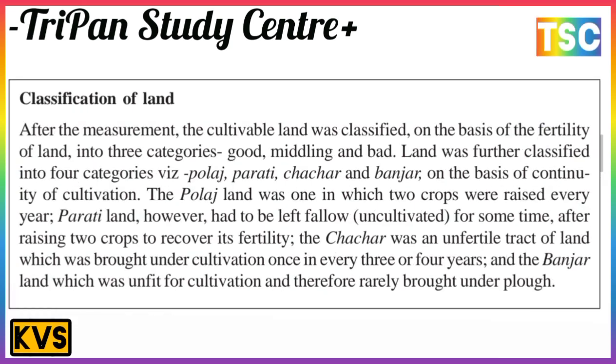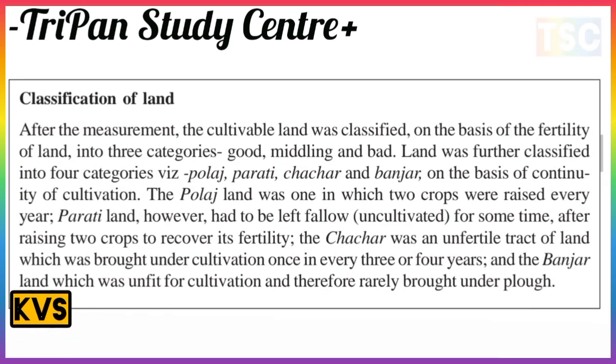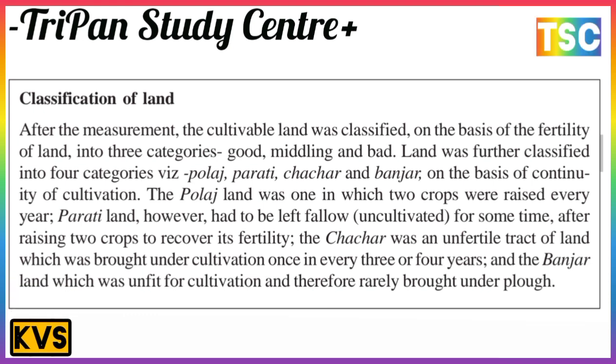The next important point is the classification of the land. After the measurement, the cultivable land was classified on the basis of the fertility of the land. Fertility is the most important criterion, and there are three categories: good, middling and bad. The land was further classified into four categories: polaj, parauti, chachar and banjar, on the basis of continuity of cultivation.